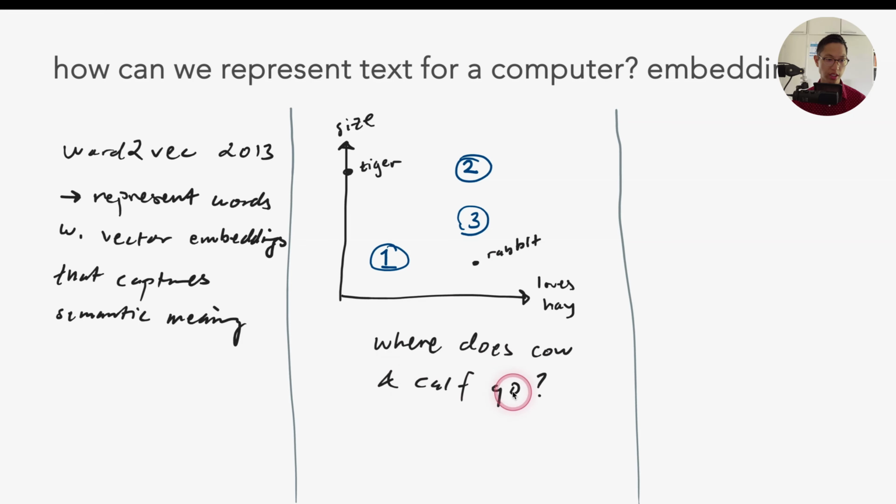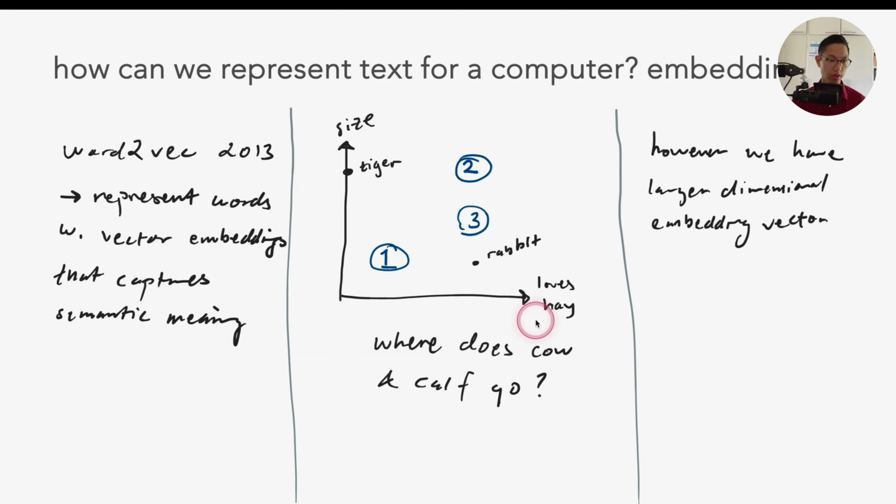Where do cow and calf go? That is the question. You can, for example, say that the cow is quite large in size. You can say 2 here. And then it also loves hay. It eats hay. While the calf is somewhat smaller in size, but also loves hay. You can see that they are closer, they are in this place here. This is how you can represent them. These are vectors. You can draw lines or you can draw arrows to these and you get vectors.